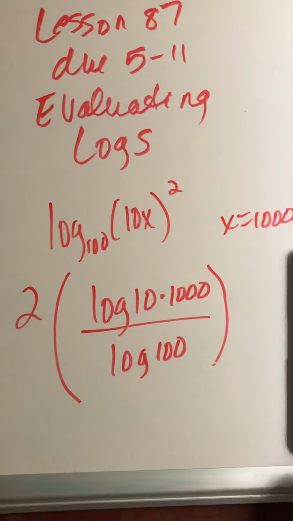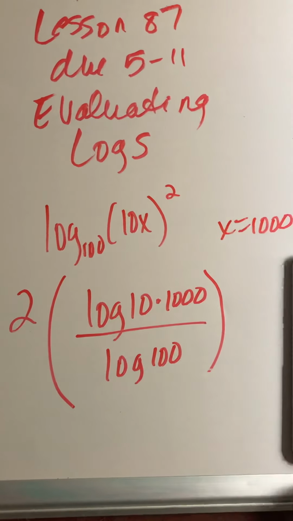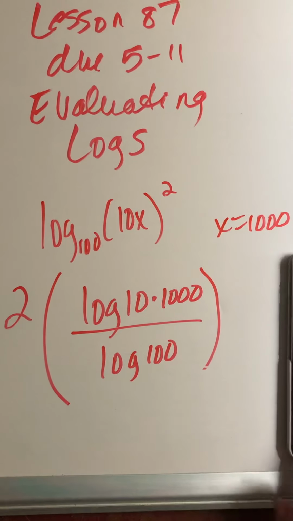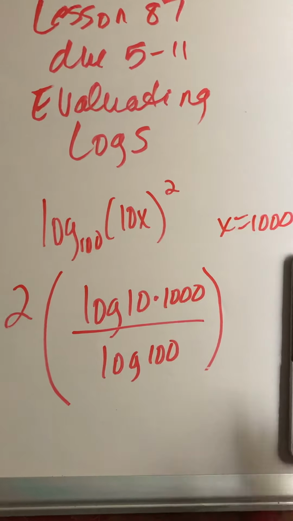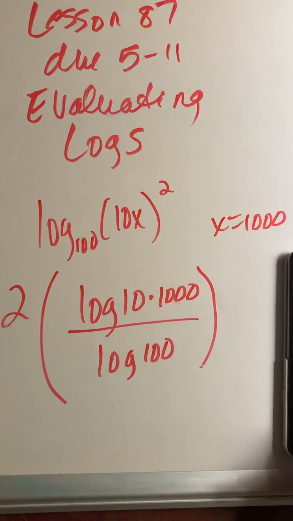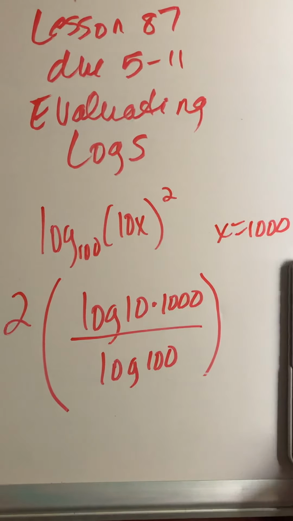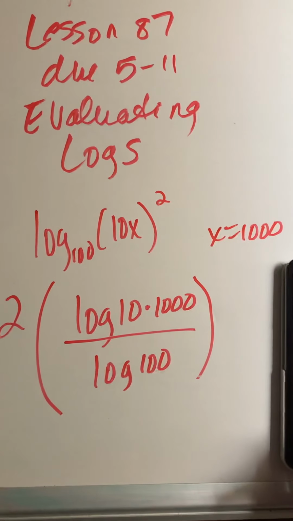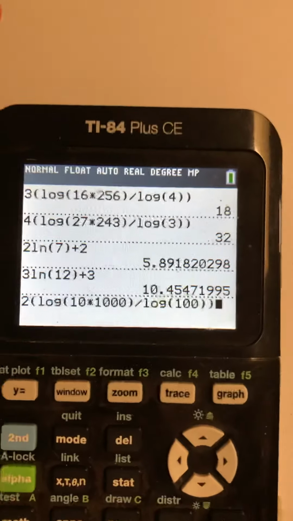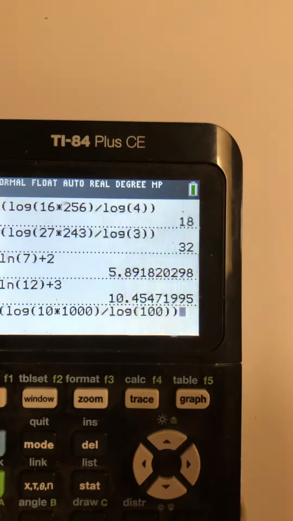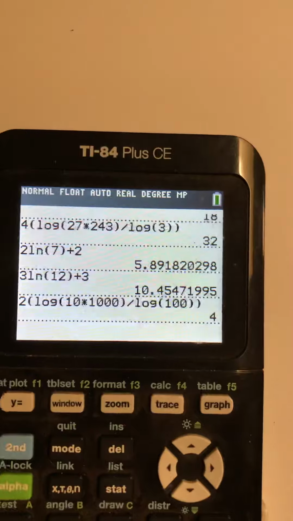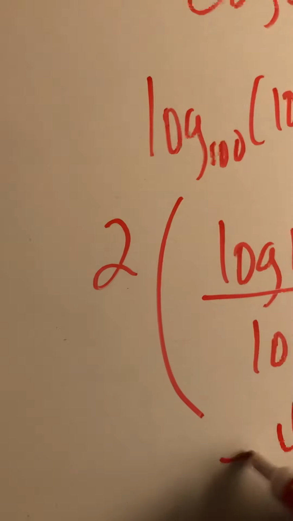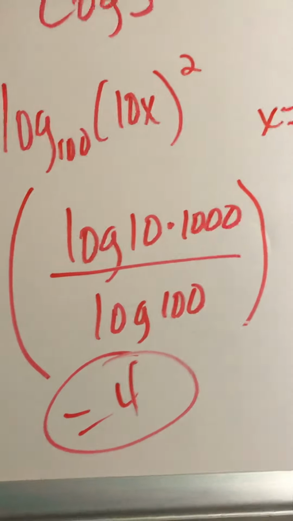And then you just type that in, 2, parentheses, log 10 times 1,000, or you can type in what that is. Close parentheses, divided by log 100. And then close parentheses twice. Okay, so it looks like this. 2, parentheses, log 10 times 1,000 divided by log 100, and you get 4. Using the change of base formula.